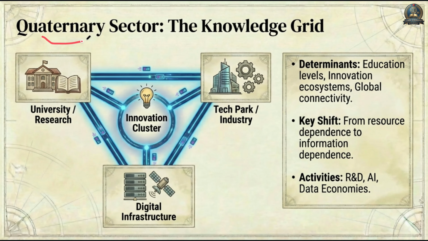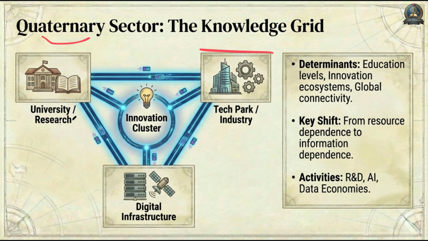Then the quaternary sector: the knowledge grid, universities and research, innovation clusters, tech parks, industry, digital infrastructure. It is determined by education levels, innovation ecosystems, and global connectivity. The key shift is from resource dependence to information dependence. Activities: research and development, R&D, AI, artificial intelligence, and the data economy.